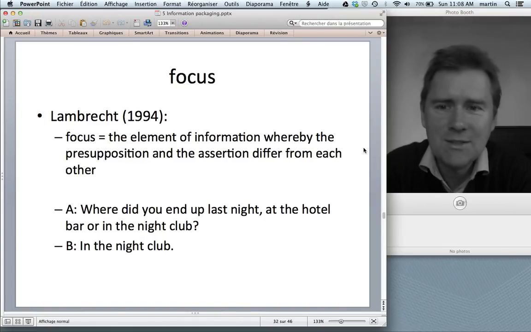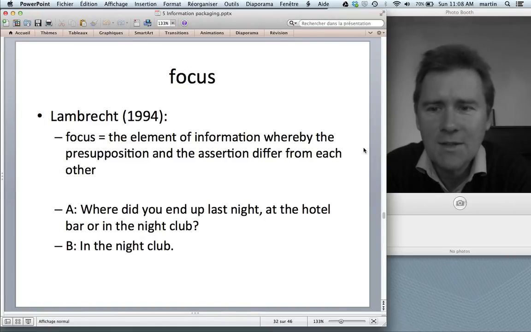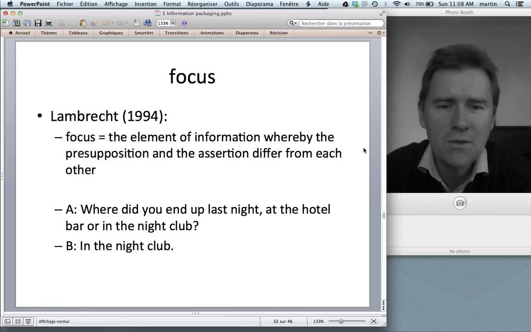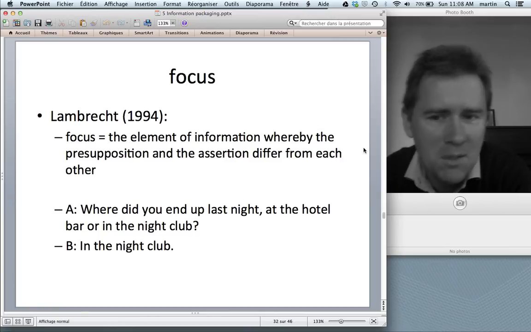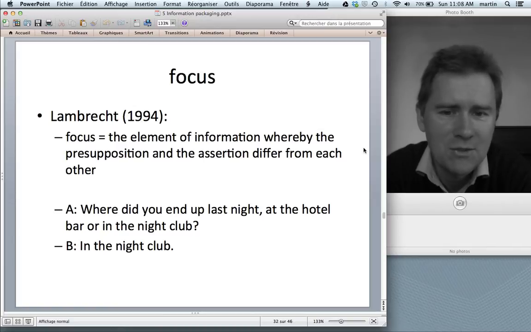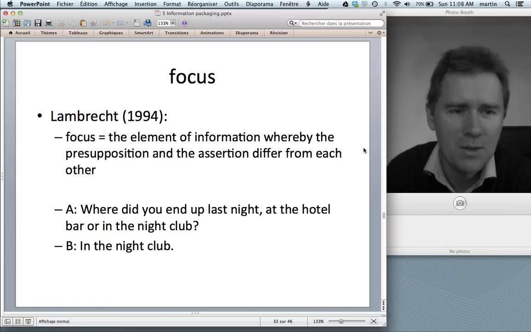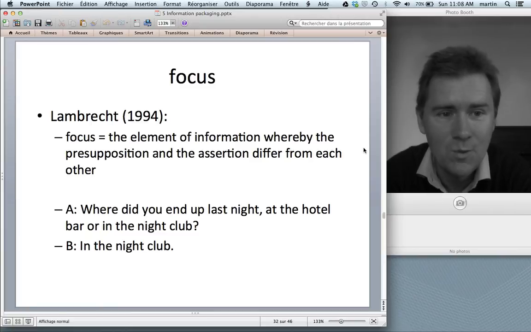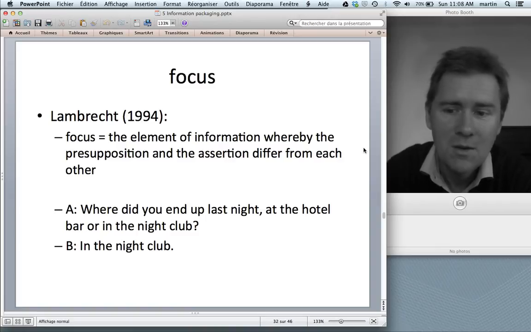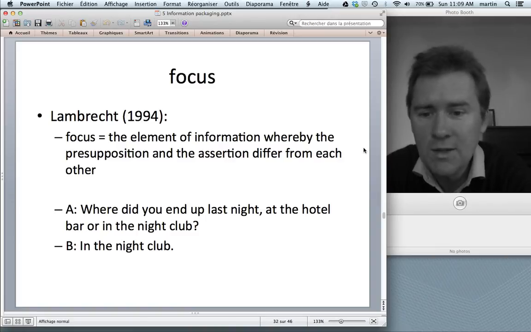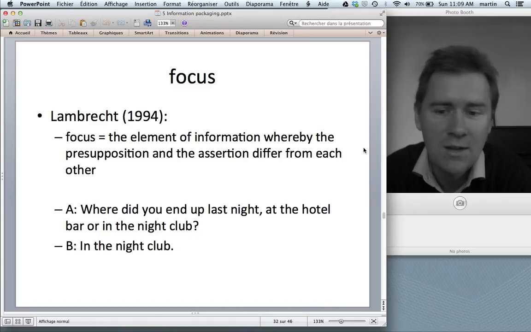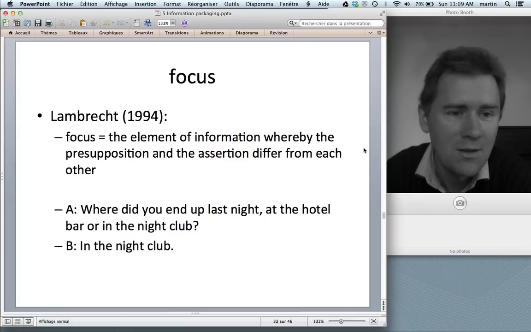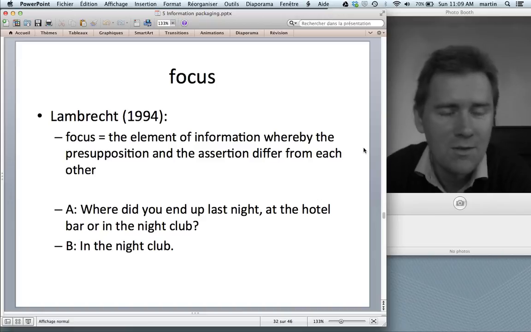Correspondingly, there is the idea of focus, and Lambrecht defines focus as that element of information whereby the pragmatic presupposition and the pragmatic assertion differ from each other. Pragmatic presupposition, pragmatic assertion, we've talked about that. And, well, let me illustrate this concept of focus with the small example that you see here. Where did you end up last night? At the hotel bar or in the nightclub? Speaker B answers, in the nightclub. And notice that in the nightclub is not new information. The nightclub has already been mentioned.